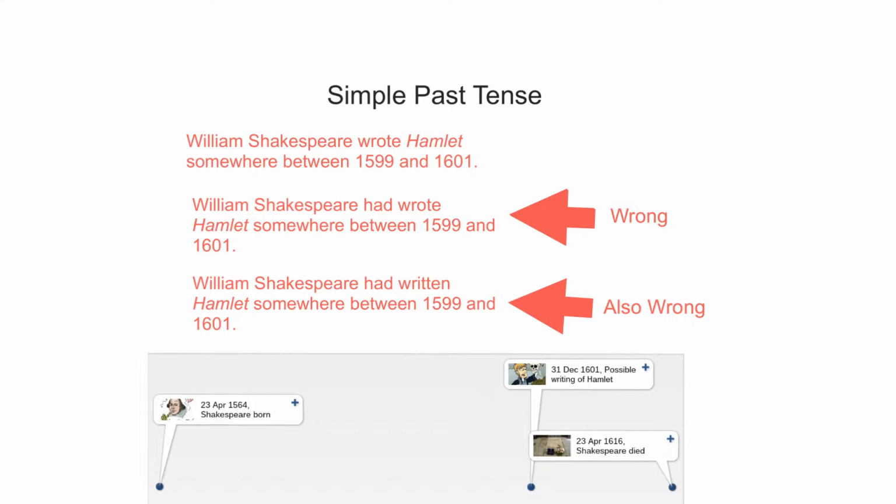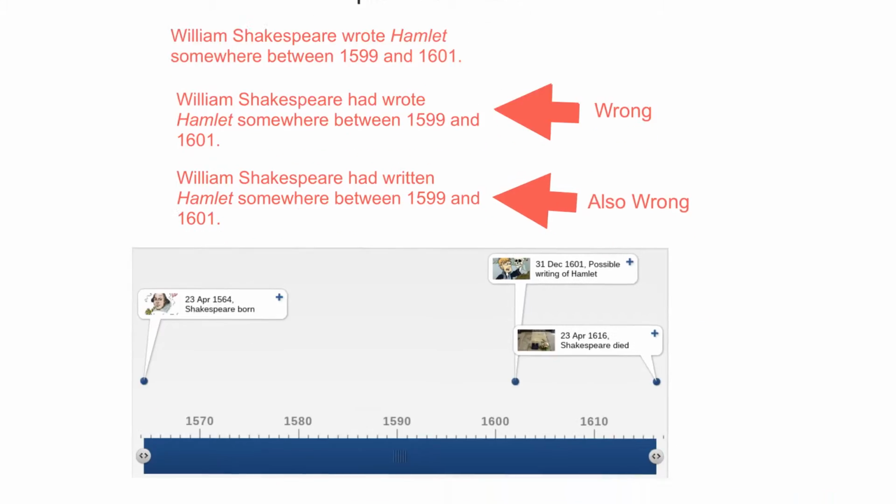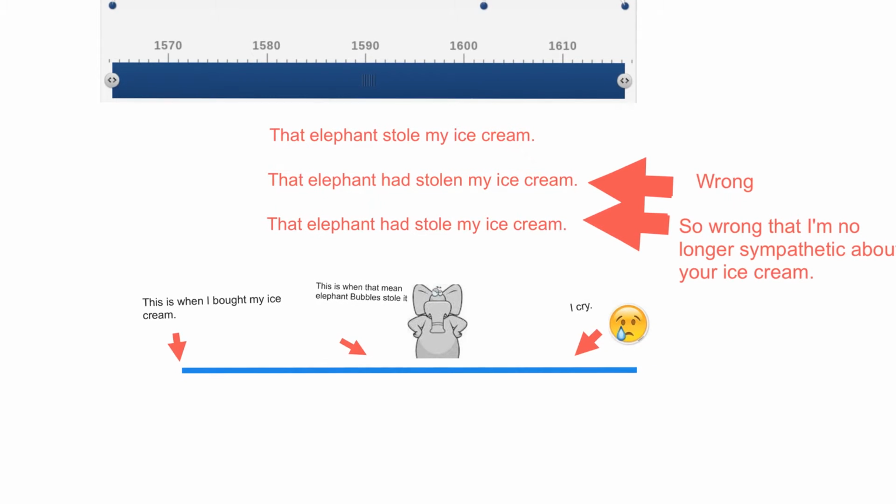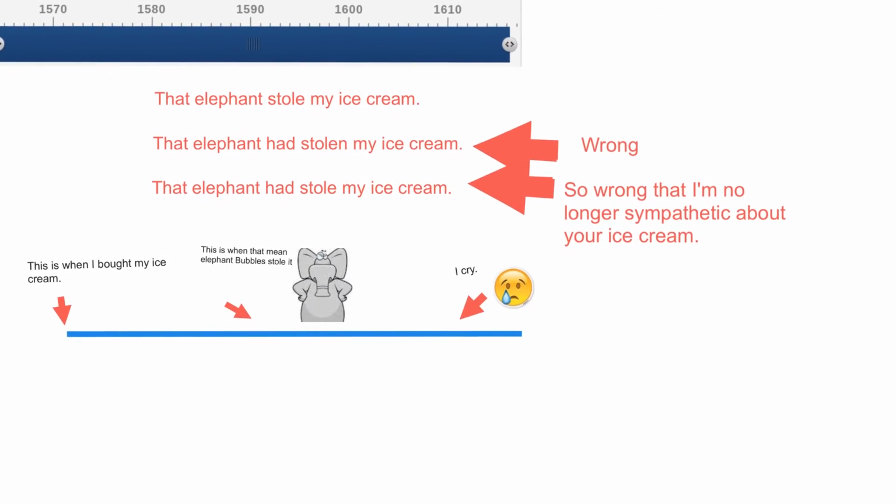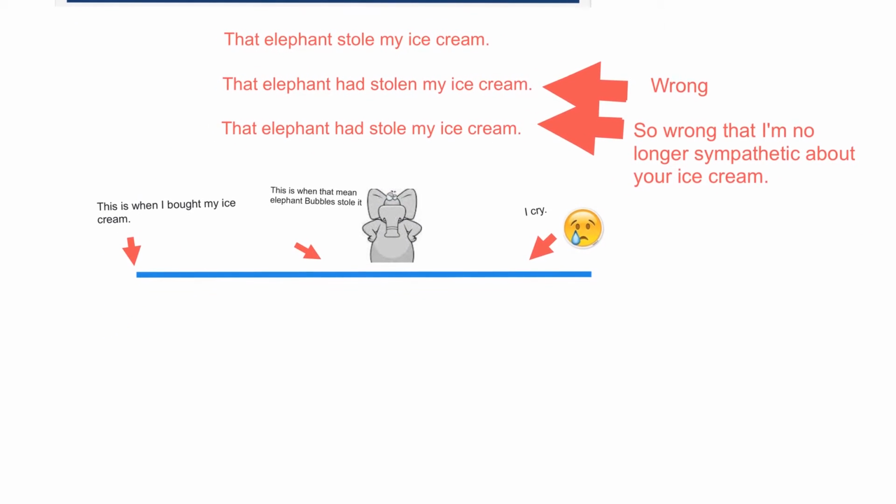The first sentence is fine, but take a look at the other two. William Shakespeare had wrote Hamlet somewhere between 1599 and 1601, or William Shakespeare had written Hamlet somewhere between 1599 and 1601. Get it off the screen. It's giving me apoplexy just looking at it. I get it. So, that elephant stole my ice cream is fine, but if I say had stolen or had stole, then it just doesn't work.